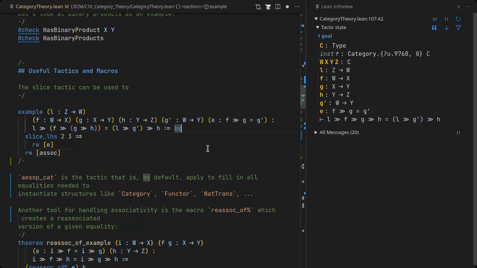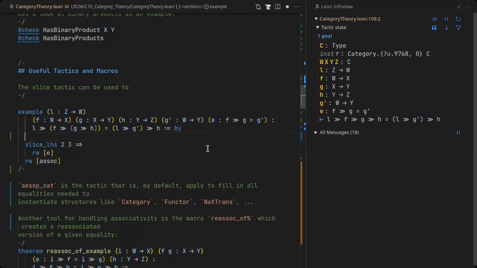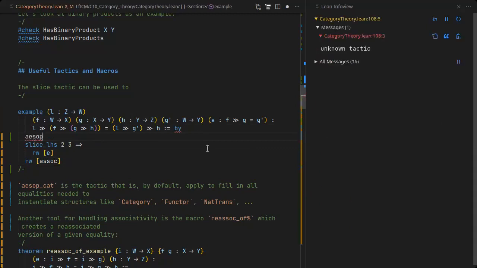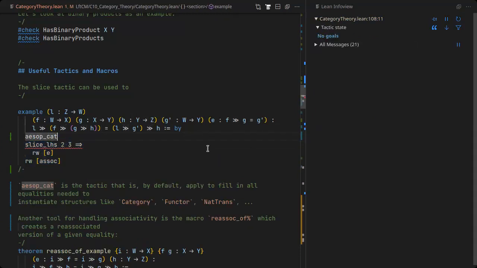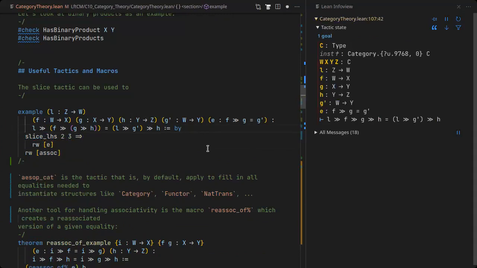And the tactic aesop_cat that I've mentioned is used to automatically fill in fields of the common structures in category theory. It actually does all these things by itself. So for example, instead, you could have just done aesop_cat here, and it automatically does the reassociation and so on and so forth. I think the co-end project group can confirm that it does a stunning amount of work by itself without needing any further configuration.